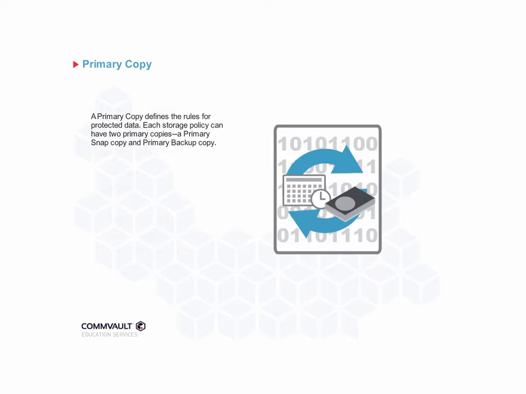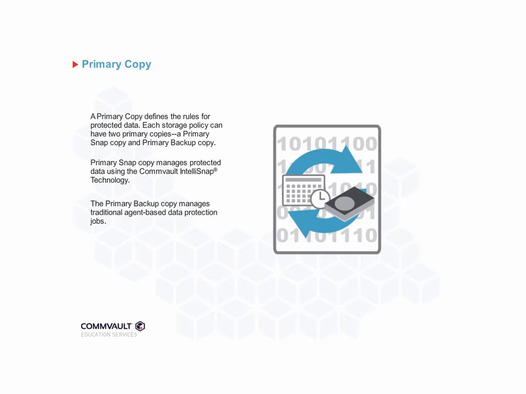Each storage policy can have two primary copies, a primary snap copy and a primary backup copy. The primary snap copy manages protected data using the Commvault IntelliSnap technology. This feature enables you to create a point-in-time snapshot of the application data to be used for data protection. The primary backup copy manages traditional agent-based data protection jobs.